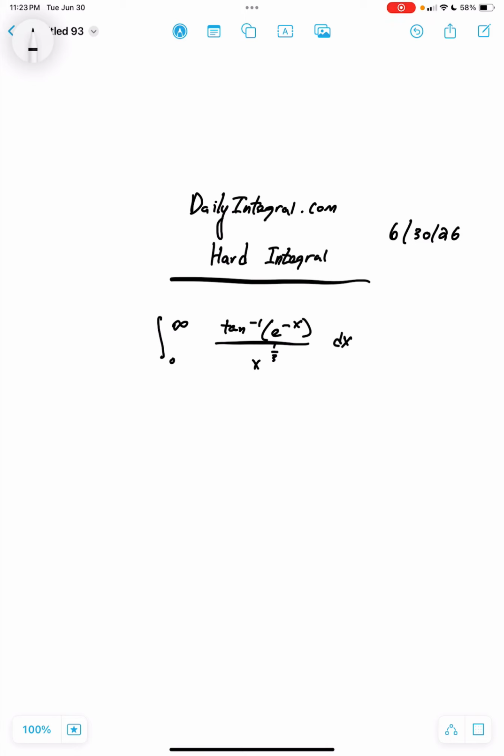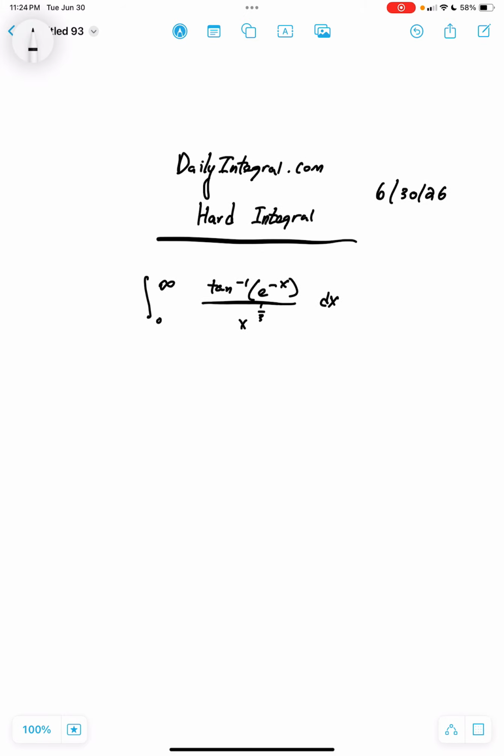Alright, let's try solving the integral from 0 to infinity of tan inverse of e to the negative x over x to the 1/3 dx. And this was the hard integral from dailyintegral.com. So first thing that I can recognize is I'm just going to rewrite this so I can analyze it better as the integral from 0 to infinity of x to the negative 1/3 tan inverse of e to the negative x dx. And I can recognize that this is the Mellin transform style integral.